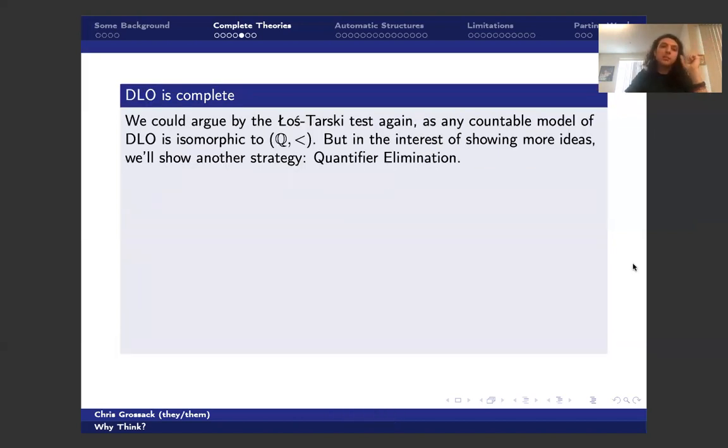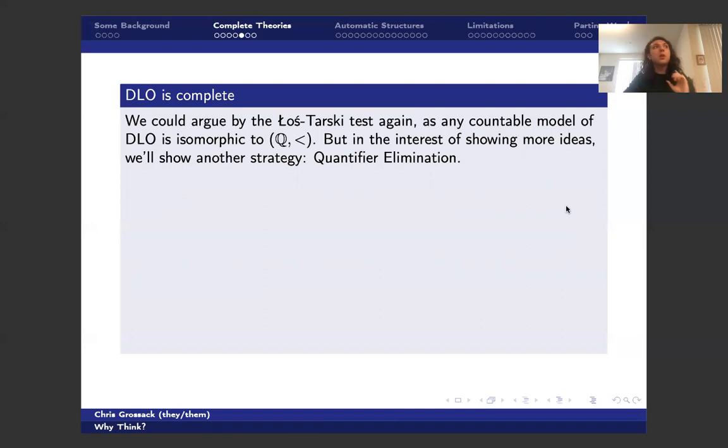Let's see that DLO is complete. So again, we could actually argue by the Łoś-Vaught test. My apologies to Vaught. Anyways, we could argue by the Łoś-Vaught test again, since any countable model of DLO is isomorphic to Q. And so there's exactly one countable model up to isomorphism. And so Łoś-Vaught gives us the claim.